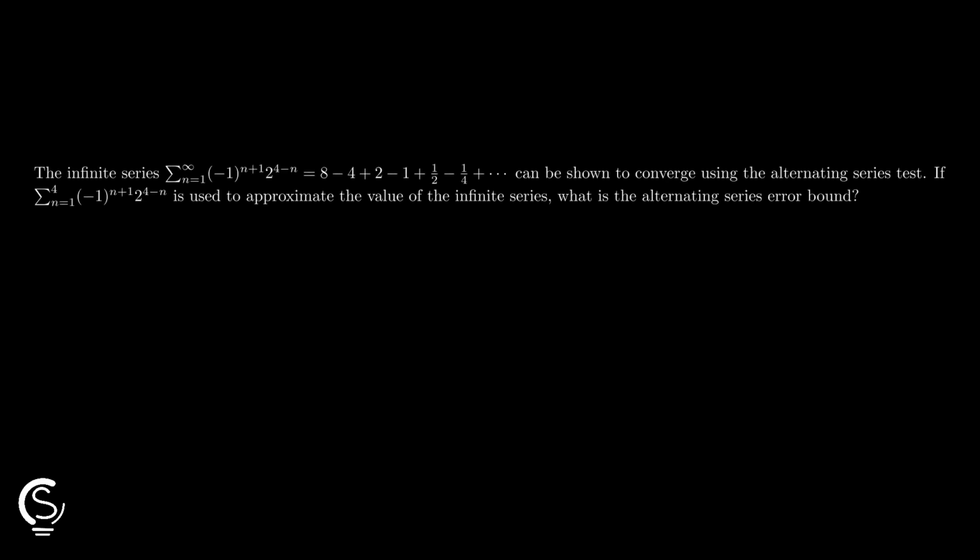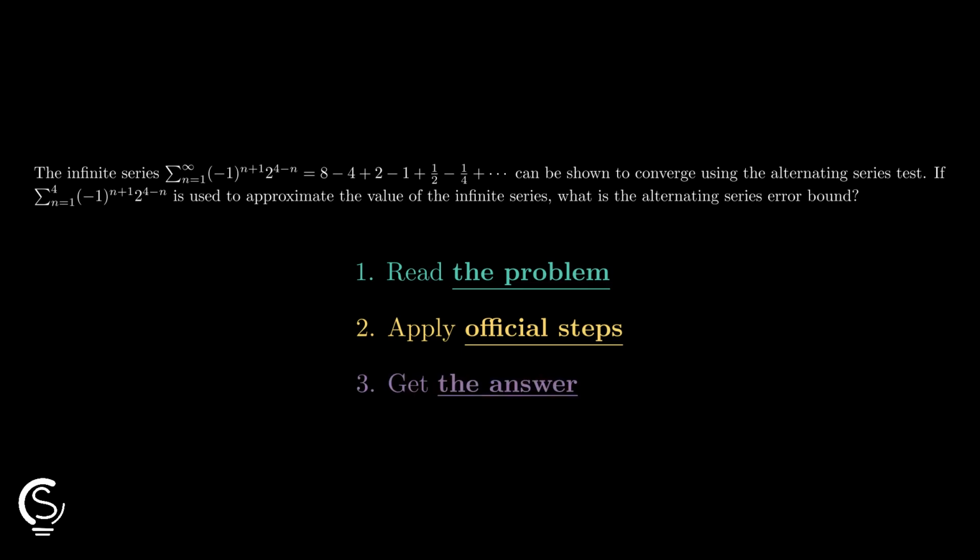Let's level up. Finding the error bound for an alternating series is actually super fast if you know the secret trick. Let's solve this specific problem right now.